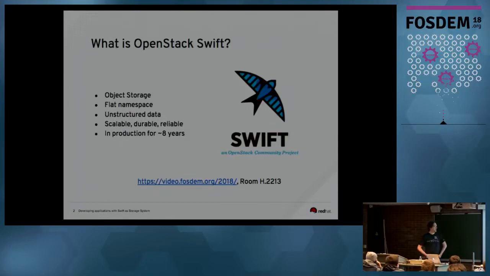Swift itself is an object storage system. That means I don't mount a file system or a block device. I just have basically a URL that returns, for example, the object that I stored earlier. It uses a very flat namespace. I have a personal account within my Swift cluster, and this account contains containers, and containers are just a collection of objects. Because of this flat namespace, it's mostly suited for unstructured data.